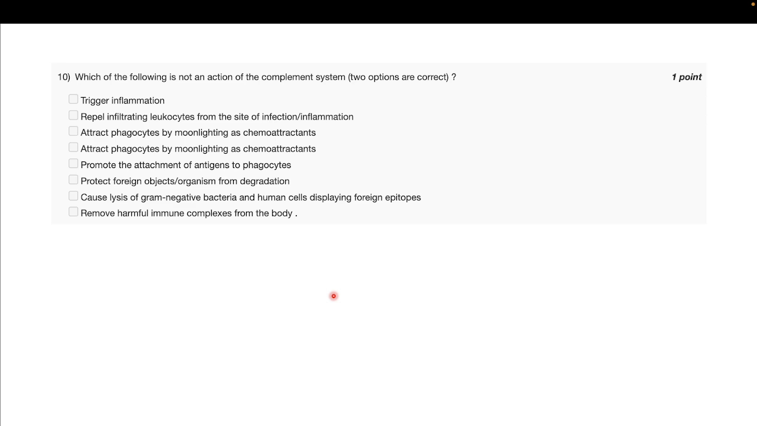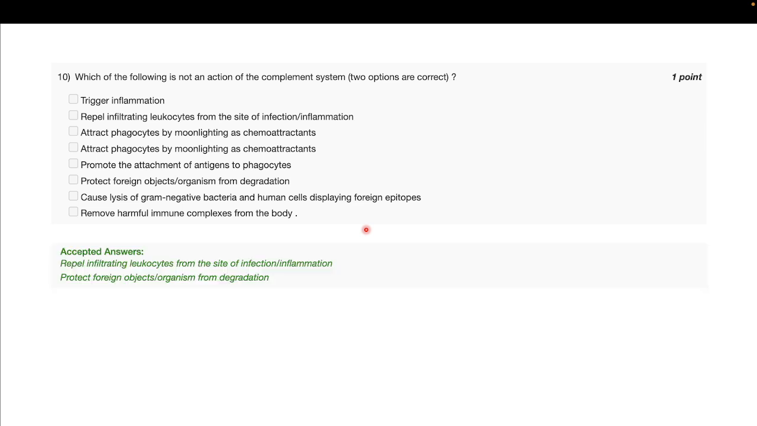Anyone? Option 2 and 7. Option 2 is: repel infiltrating leukocytes from the site of infection or inflammation, and option 7 is: cause lysis of gram-negative bacteria and human cells displaying foreign epitopes.